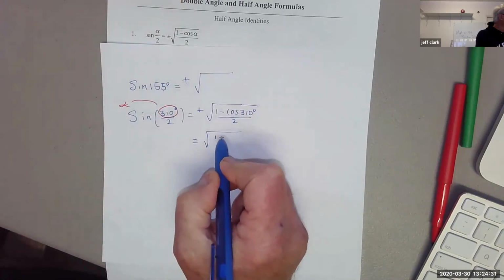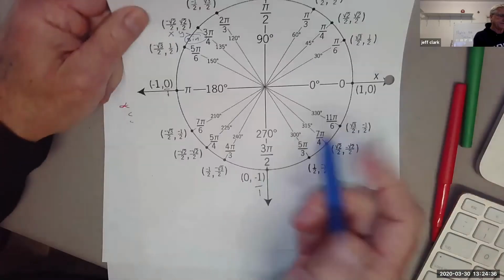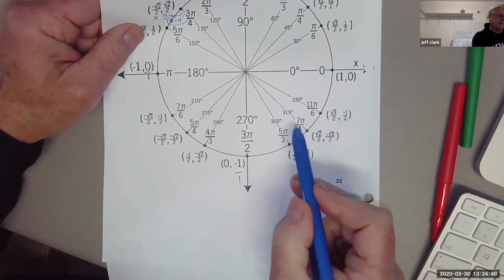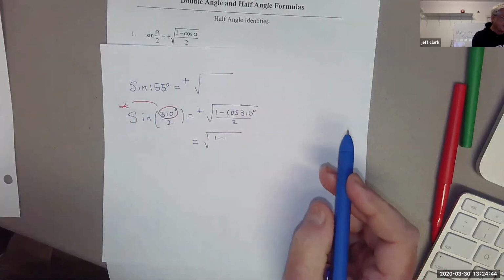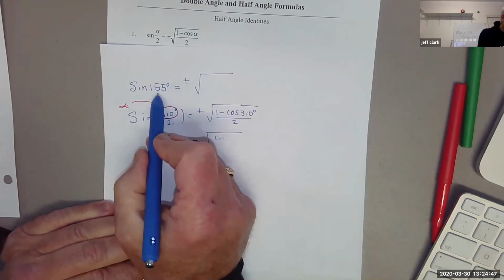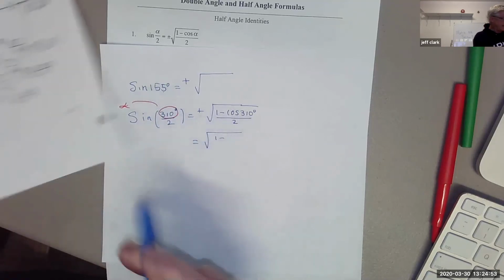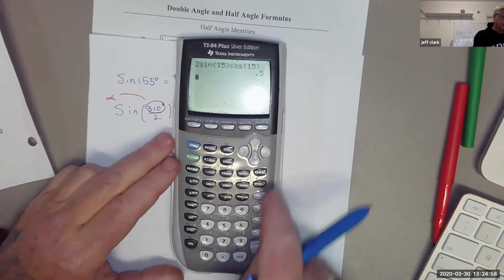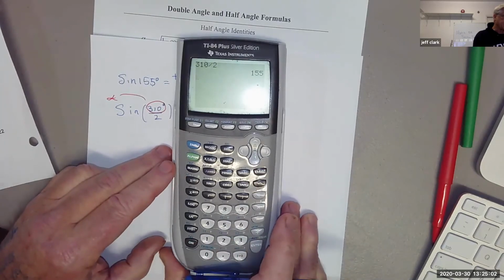So 310 degrees, I'm going to look at my wheel. I've got that one here. 310. What? That's not on there. Maybe I made an arithmetic mistake. Let's see if I did that. All right, doubling this, 155. Okay, well, fine. Let's do it this way. Is 310 divided by 2 155? It is. I can't do this problem.